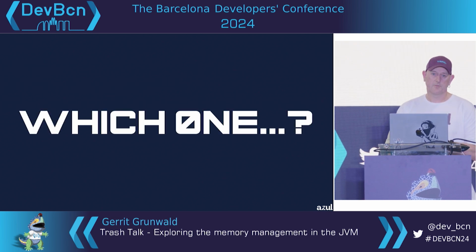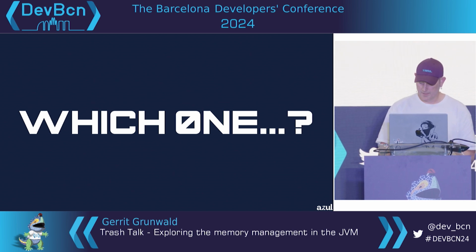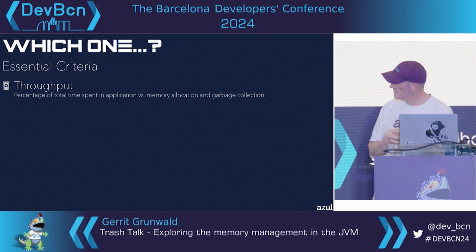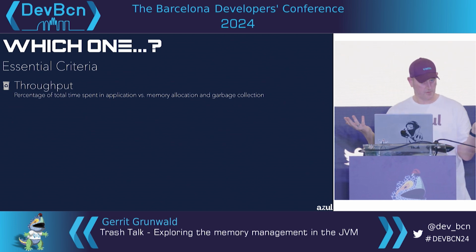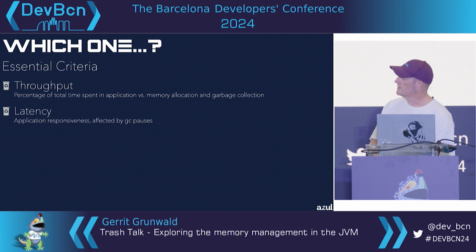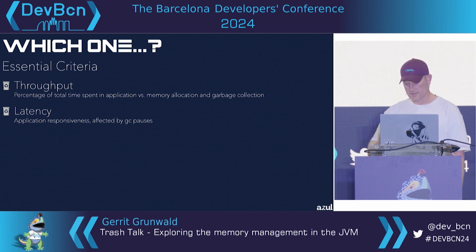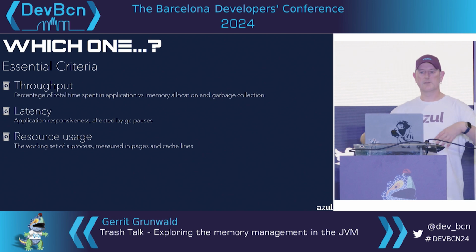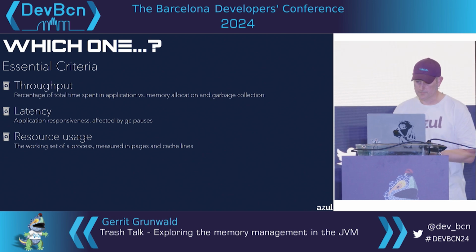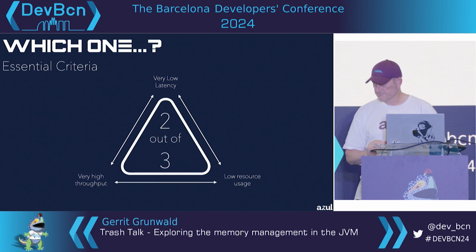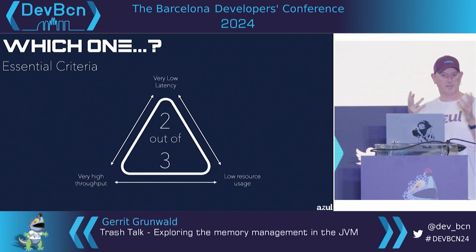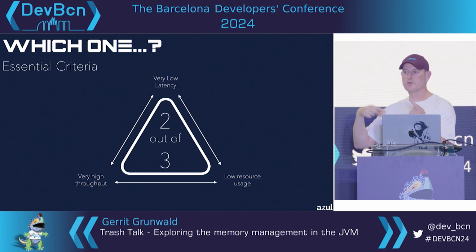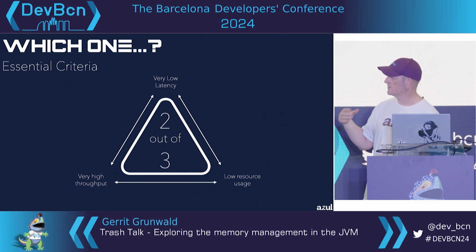Okay, the big question, which one to choose? We saw all these different collectors, right? We have some essential criteria like throughput, right? We saw that. Latency, that means how fast can your application respond, and resource usage. How much memory does it use, CPU time, and so on. Well, the good thing is it's only 3 points. The bad thing is you have to choose 2 out of 3. So you can't just say, I would like to have all of it.